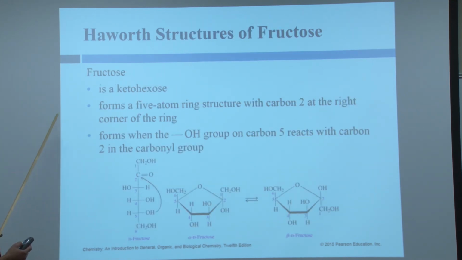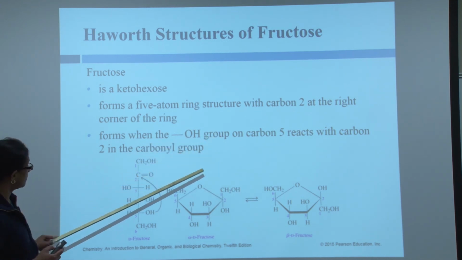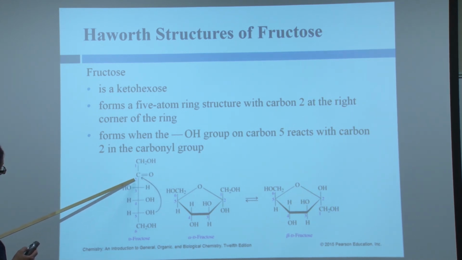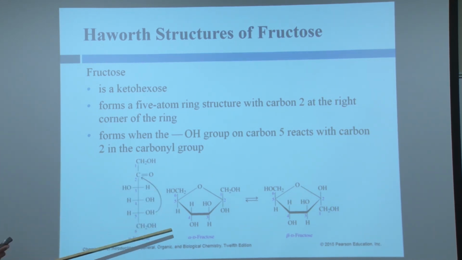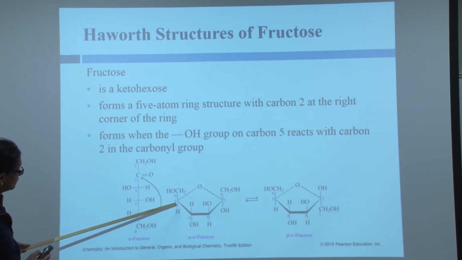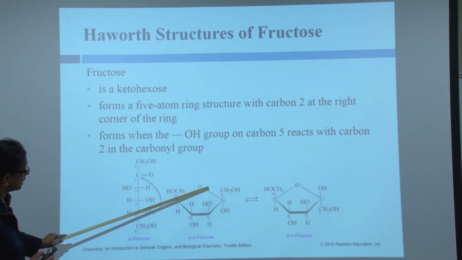Now we are on fructose, the Haworth structure of fructose. Again, fructose is a ketohexose, and we'll repeat the same process with the ketose. It forms a 5-carbon ring because we are closing with carbon 2. It forms when the OH group on carbon 5 reacts with carbon 2 in the carbonyl group here. So we are going to rotate it 90 degrees and fold it so that the O bonds to carbon 2.